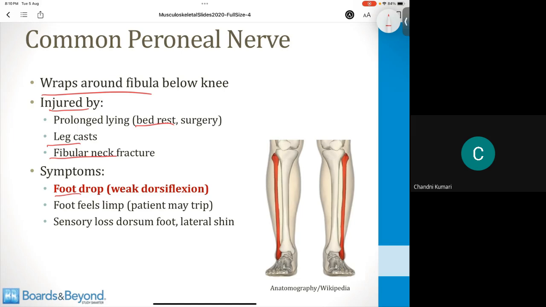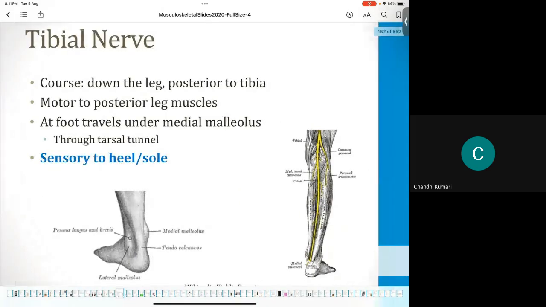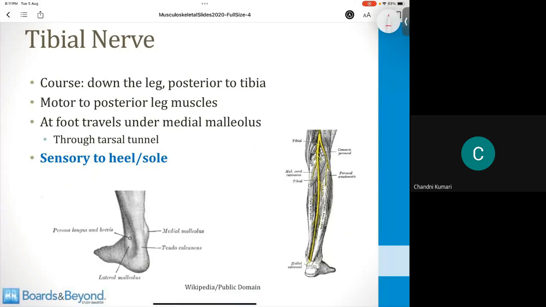Why? Because we know that the deep one is going to supply the anterior. No dorsiflexion, plantar flexion is going to be dominant. The posterior are going to be supplied by the tibial. Now you know that, right? The tibial are going to dominate, which is going to lead to foot drop. Okay. And the sensation is also going to be lost at the dorsum of the foot and shin. Okay. So we have the tibial nerve then.